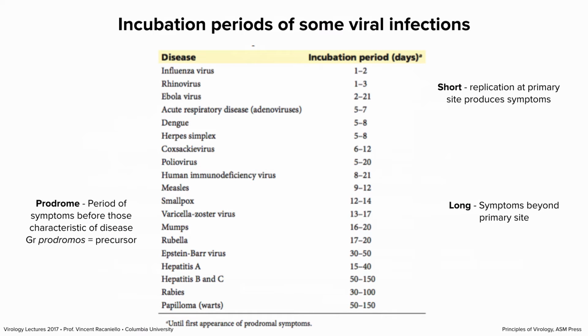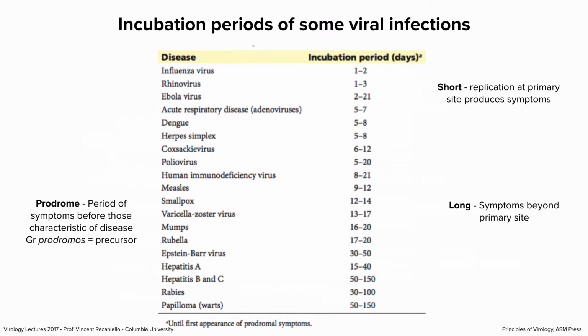Here are some incubation periods of viral infections, and you can see they range from very short, a day or two, to very long, 50 to 150 days. We generally think that short incubation periods mean that the virus enters, replicates at or near the site of entry, and that's where the primary symptoms are produced. Long incubation periods may mean that the virus has to move somewhere else in the host from the site of entry in order to cause disease. That's certainly characteristic of some of these infections. However, not all of them.